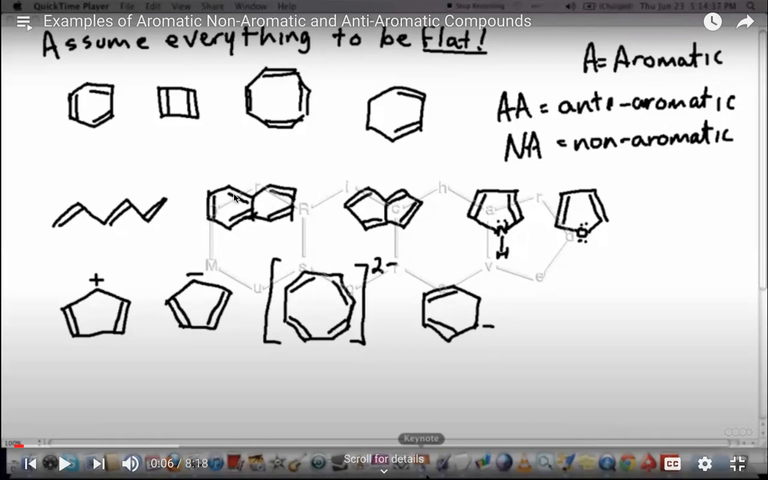Now, what about this one? Any thoughts about this one? 10 pi, so that would be aromatic. Yeah, it's got 1, 2, 3, 4, 5, and they're all alternating. It's flat and it's cyclic. So yeah, that one's okay. What about this one here? 8 pi, so that would be anti-aromatic. Yeah, it's anti-aromatic. Anybody have any questions so far?